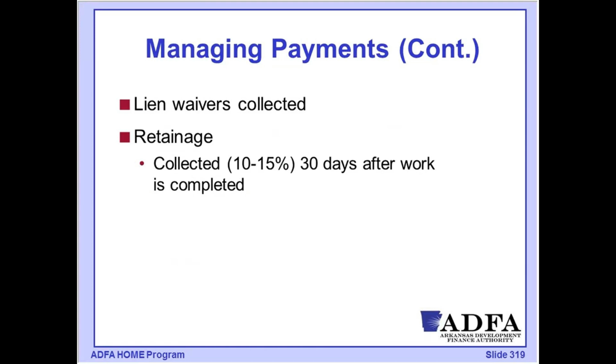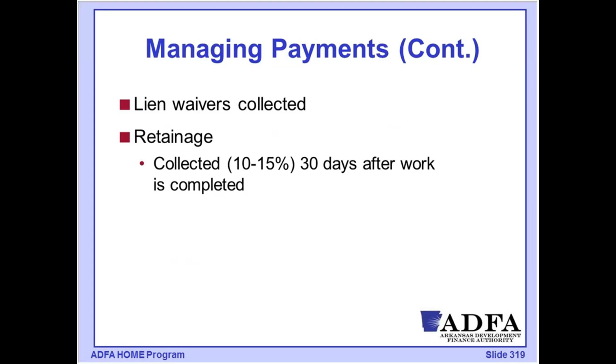As part of our payment process, we're going to make sure that we're getting the lien waivers collected. So the subs are going to be signing a lien waiver. Sometimes suppliers are going to be signing the lien waiver to document that they, in fact, have been paid, and so this contractor is eligible for reimbursement.